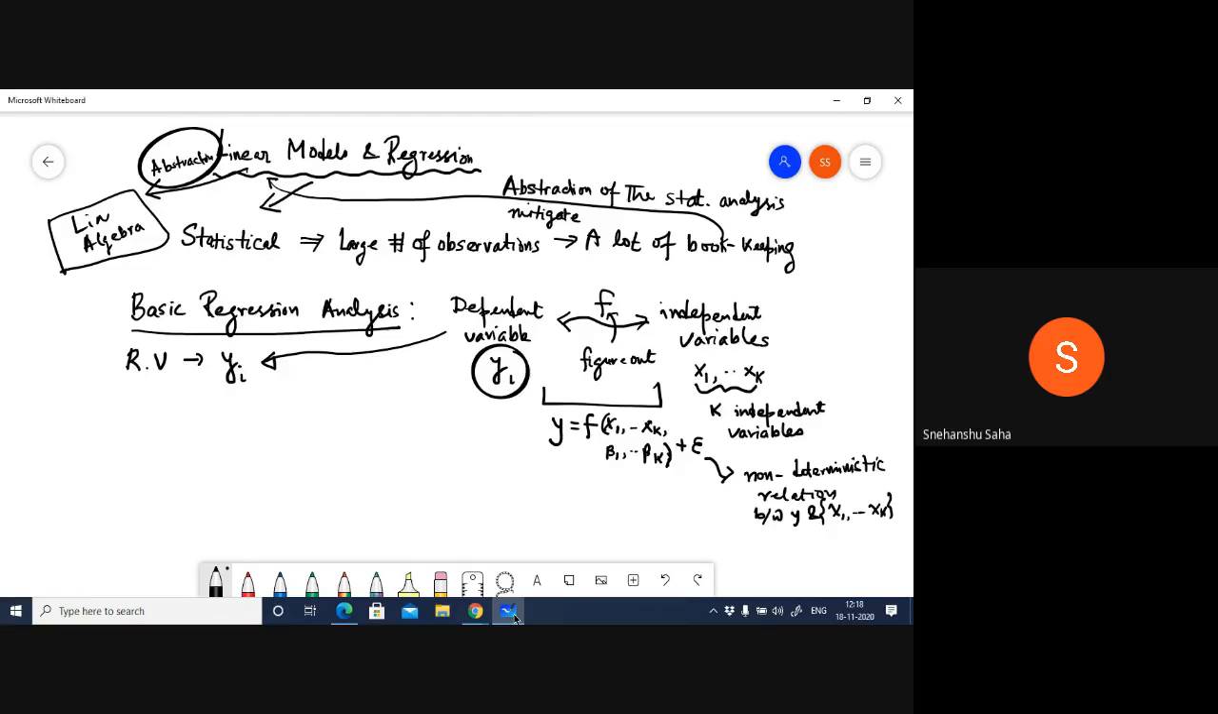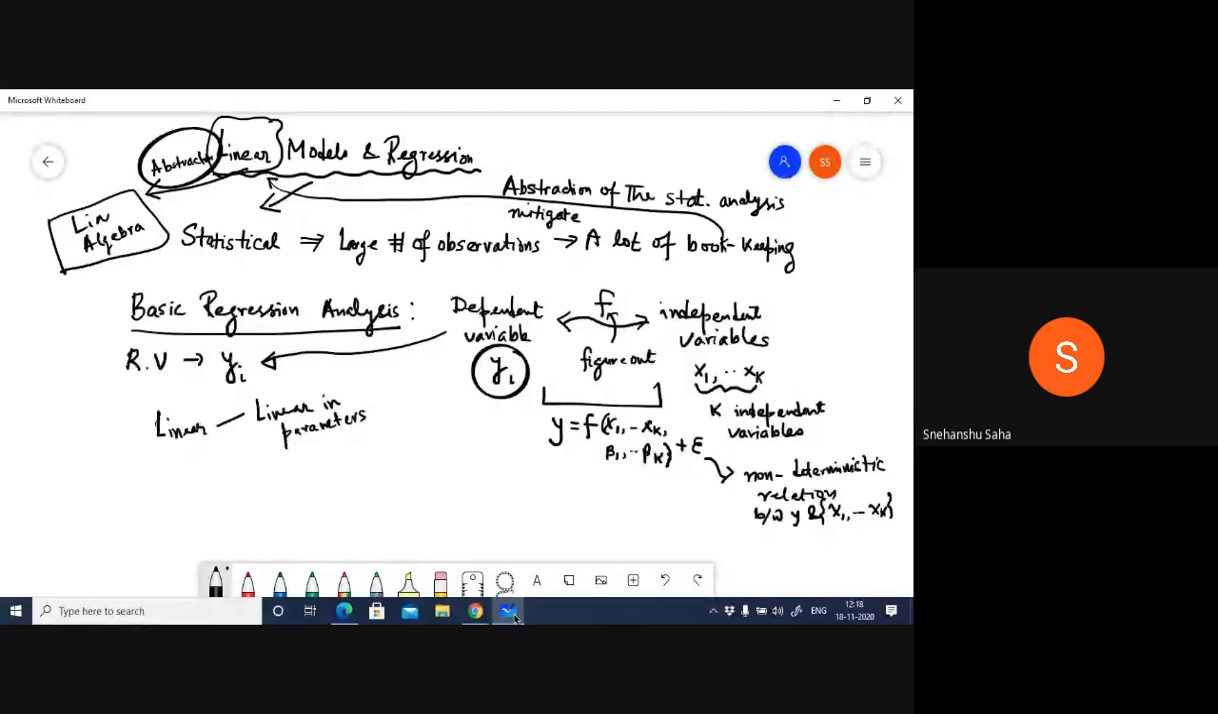Now, the question about this: why am I calling it linear? Why is the model linear? What is the distinction between a linear and a non-linear model? Whenever I say linear or non-linear, what I mean is that it is linear in parameters, not in variables.